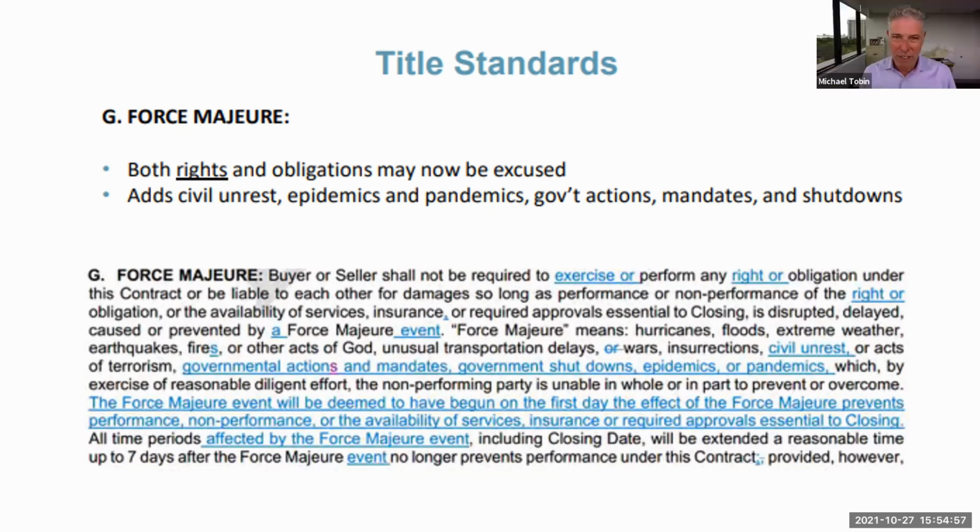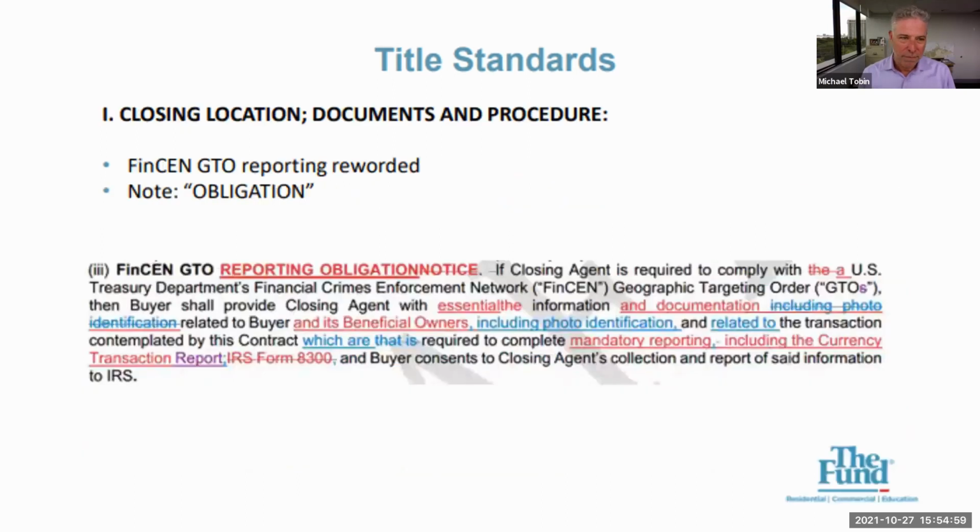Okay, next page. FinCEN is now contractually changed so that the buyers clearly need to provide closing agents with essential info to complete FinCEN, photo ID, all the information on the beneficial owners. FinCEN, if you don't know, requires disclosure to the IRS or to the Treasury Department of anyone who buys a property in the name of an LLC over 350K that's cash.